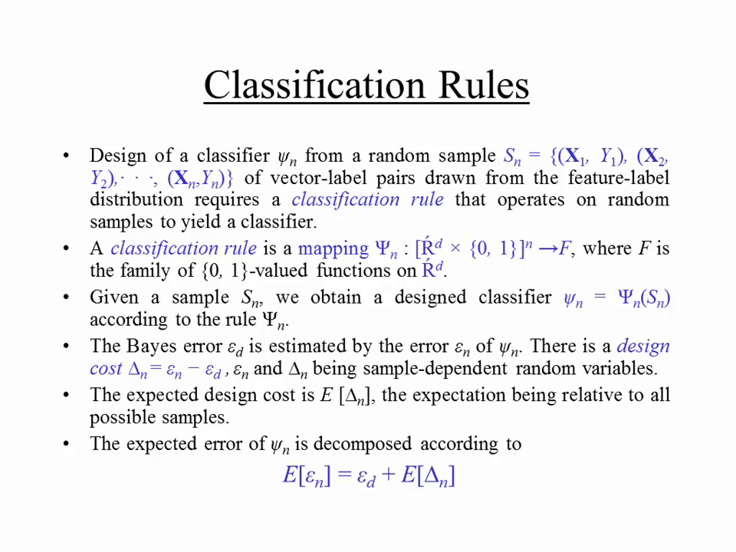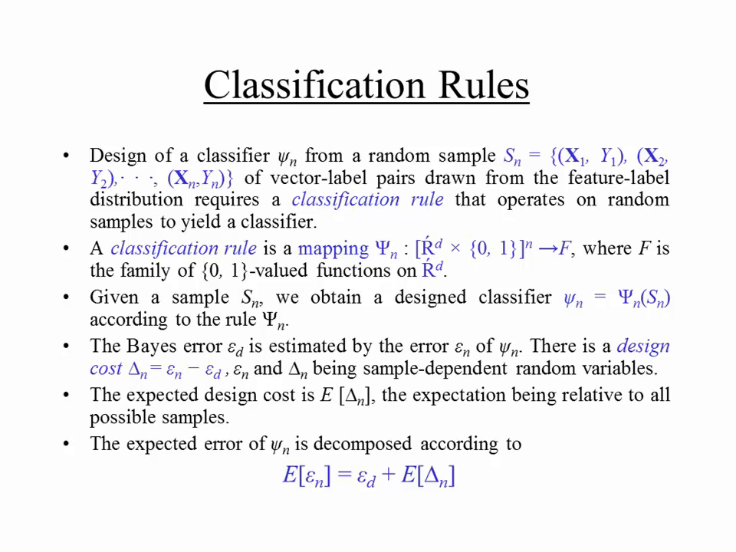How to calculate the Bayes error. But in reality, you cannot, right? So you're going to try to estimate that. The Bayes error epsilon d is going to be estimated by the error epsilon sub n of this design classifier psi n, right? So there is a design cost, because in general, when you're learning from the data, you're not going to get epsilon d exactly. It's going to be something larger than epsilon d. So this is the design error, the design cost.